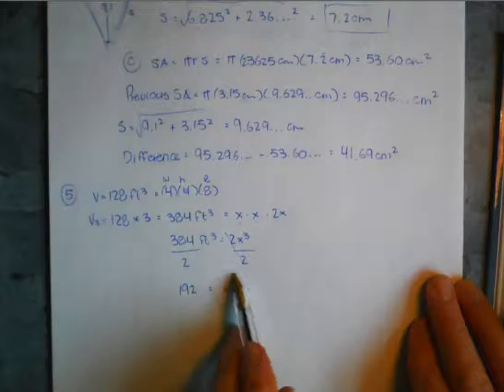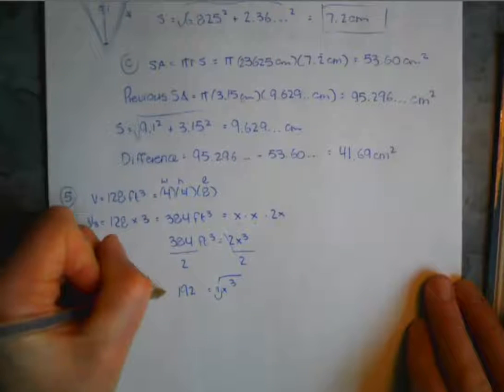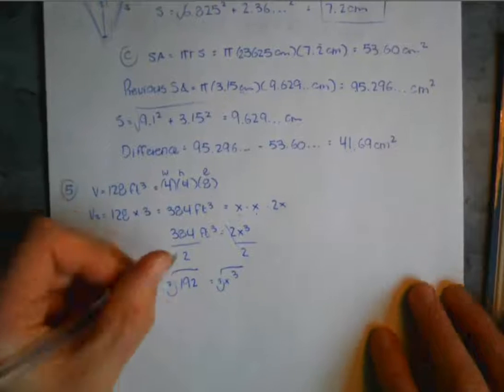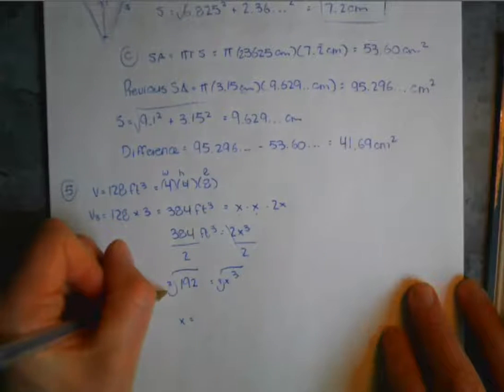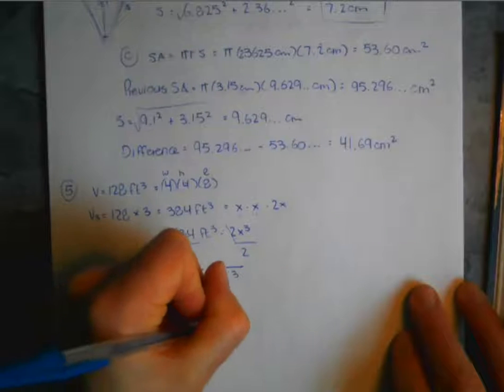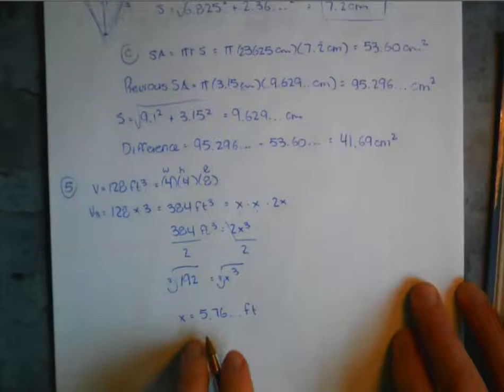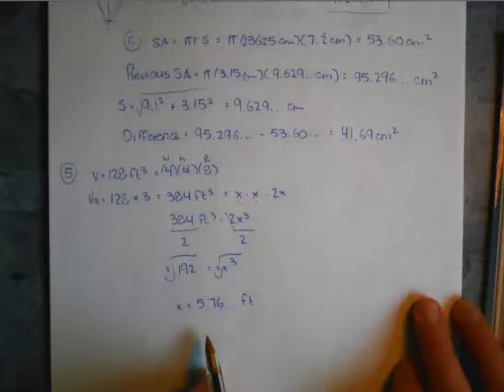Now if we want to get rid of the cubed, we need to cube root. And if we do that to one side, we need to do it to the other. So we're going to be left with x being equal to the cube root of 192, which is 5.76 feet. And again, that's a bit of a longer decimal. Okay, so don't round it yet though, because we still need to use it for some of the math.